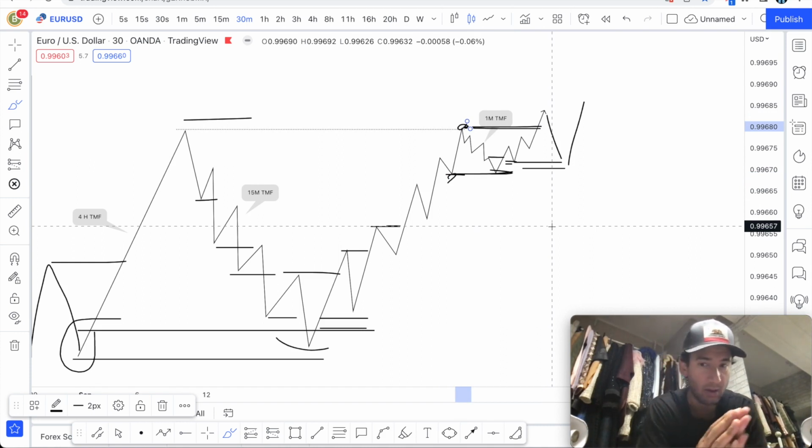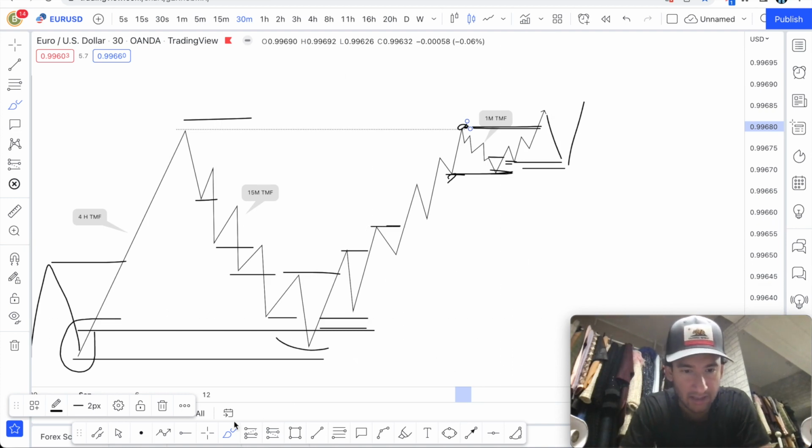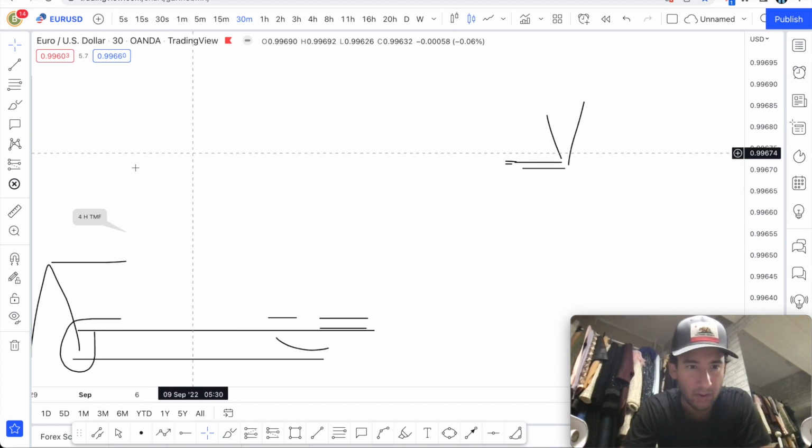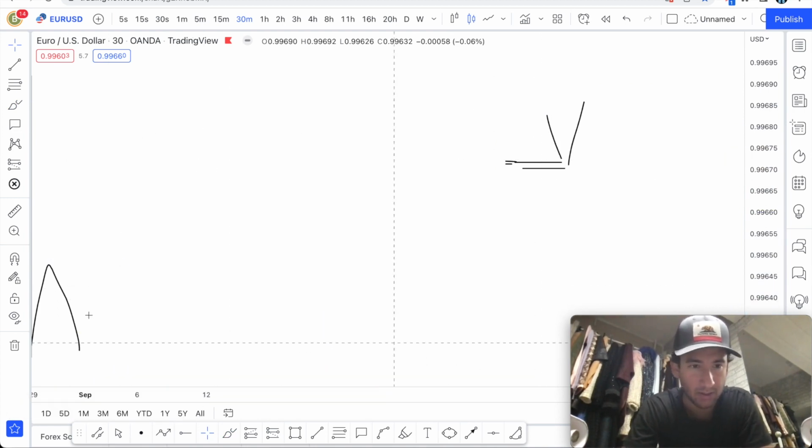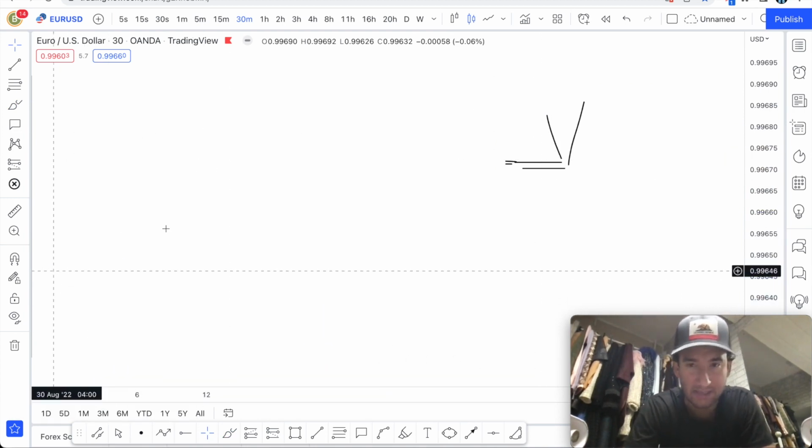So if you don't know structure and if you don't know how to identify structure, I really highly suggest you continue watching this video because it's going to help you and show you a bit more in terms of how to understand structure and how to identify it, okay? So let's go here. I'm going to show you guys another example, the way we also identify structure. It's actually the same way we identify structure.